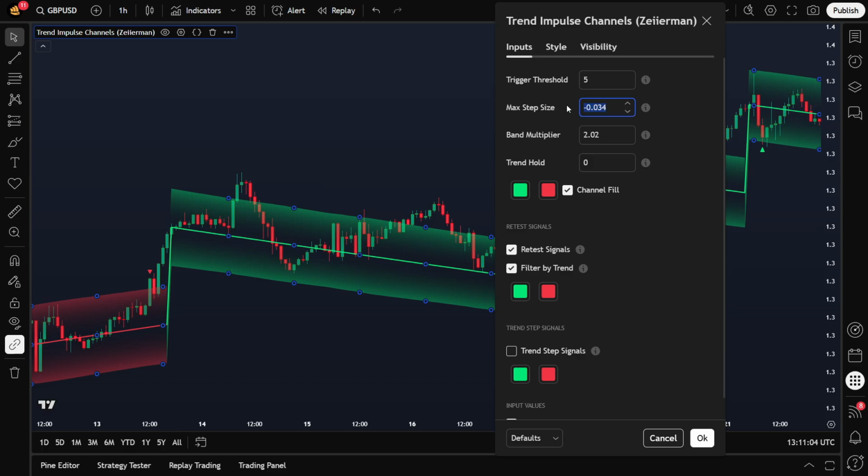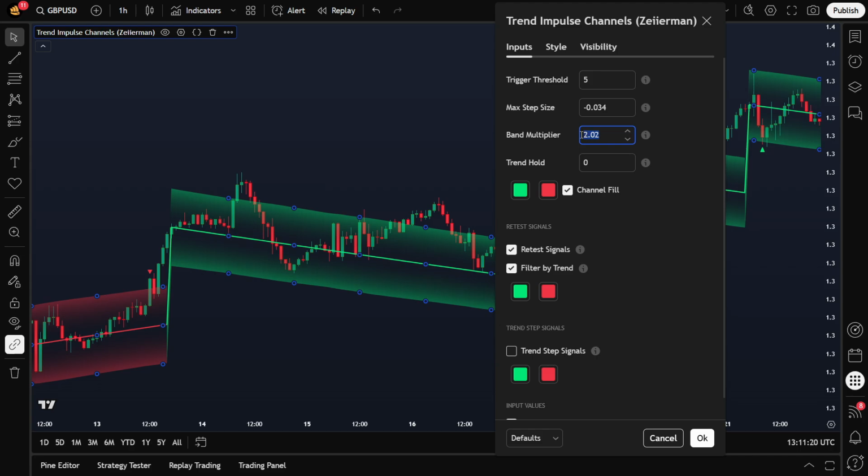There's also the max step size. This puts a limit on how big any single step can get. That way, if there's a sudden huge spike in volatility, the indicator won't draw massive, hard-to-read steps all over your chart. It keeps things looking clean and realistic.